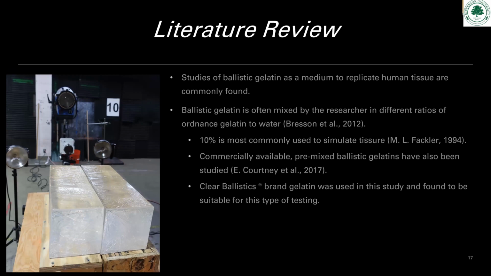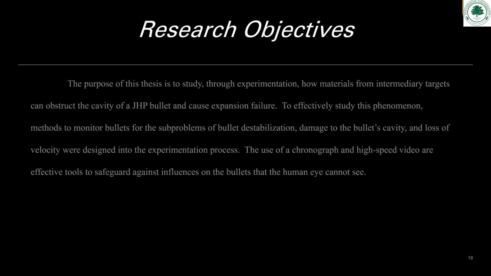There's also studies on ballistic gelatin. This is the gelatin that I used here. This is Clear Ballistics. There's 10% ordnance gelatin that the original researchers would mix at 10-to-1. Say you got 1 pound of gelatin and you'd have 10 pounds of water to make a 10% gelatin solution. And these are commercially available. I didn't have to mix this up and refrigerate it and do all that. These are much more efficient. You can purchase this. You can actually melt it down when you're done and reuse it. So this is what we used. It was called Clear Ballistics brand gelatin.